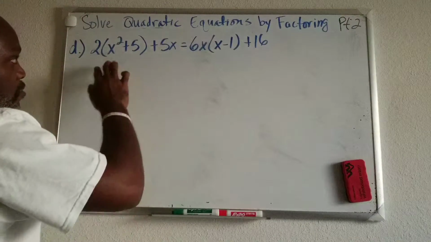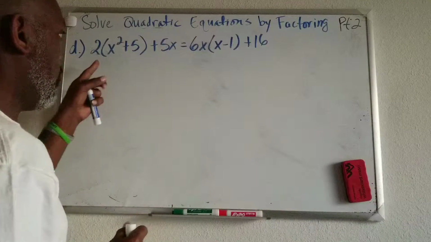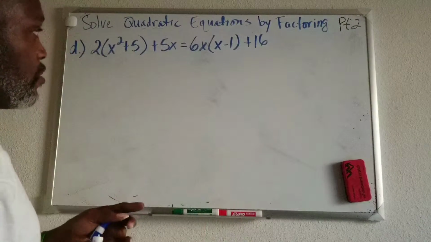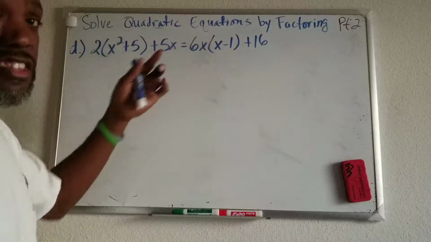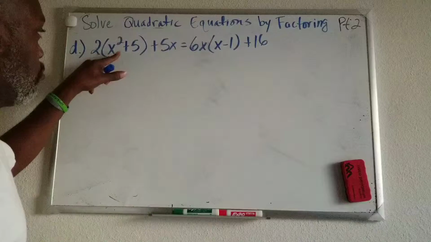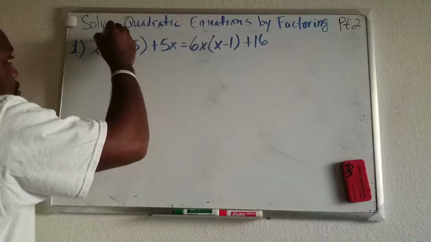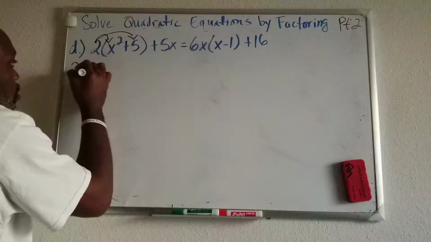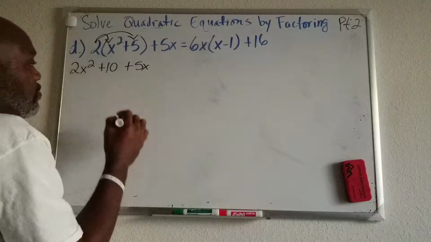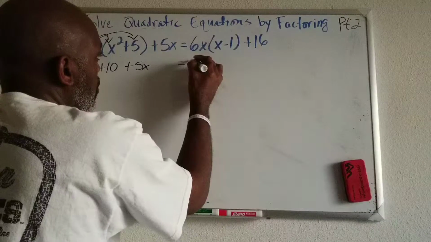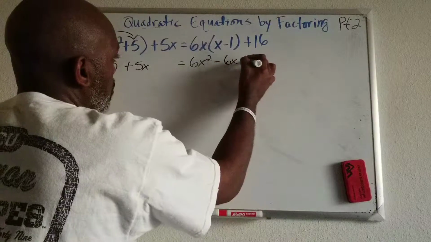All right, so it's a quadratic equation. There's a second power. All right, so now before we can do anything, we have to do order of operations. Order of operations is parentheses. Here are parentheses, but there's nothing to solve in the parentheses. Exponents, there are no exponents to solve. And then you have multiplication or division. And so the multiplication that we're going to use is distributive property. So we end up with 2x squared plus 10 plus 5x equals 6x squared, right, minus 6x plus 16.